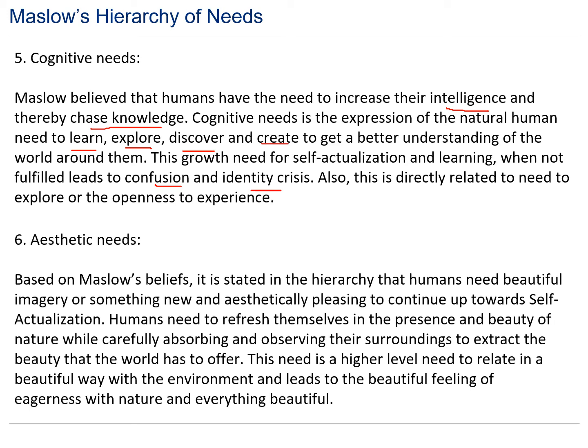The next need is aesthetic needs. It is nothing but everything related to beauty, to nature, the natural beauty. Based on Maslow's beliefs, it is stated in the hierarchy that humans need beautiful pictures or beautiful surroundings, something new and aesthetically pleasing to continue up towards the next level of need, that is self-actualization. Because humans need to refresh themselves in the presence of beauty and absorb all that nature has to offer. This need is a higher level need to relate in a beautiful way with the environment.